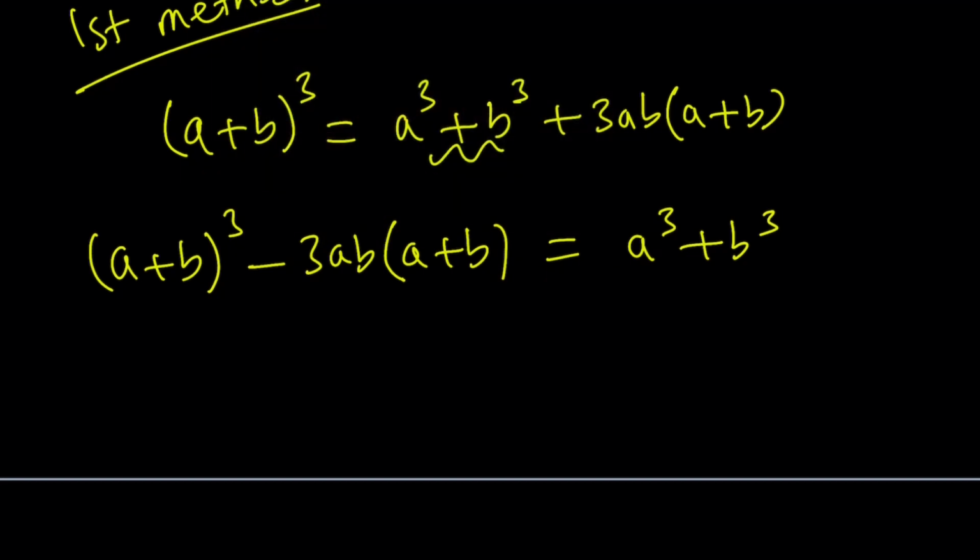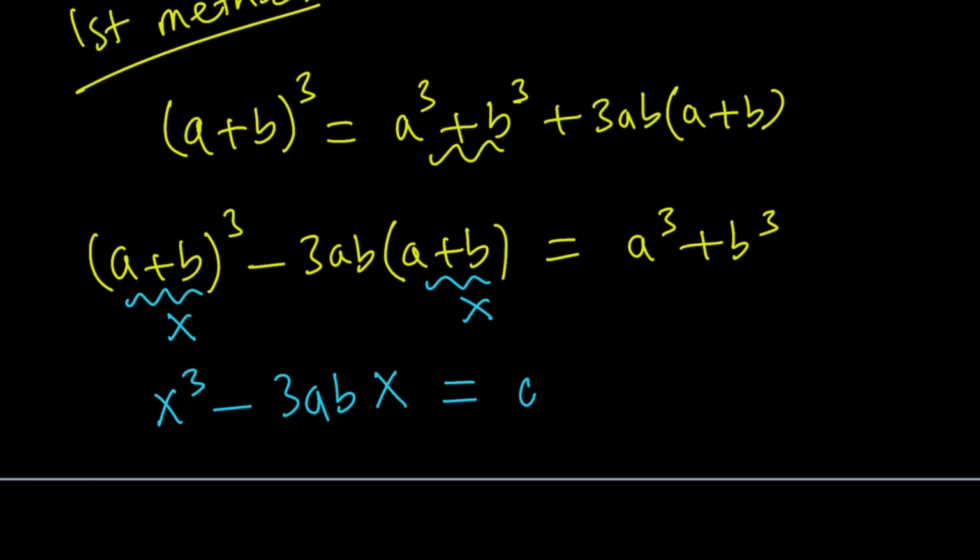Now I want to write it this way because I can make it look like a cubic equation, but of course it needs to be a reduced cubic, meaning that I should not have an x squared term. If you do have an x squared term, you can always get rid of it by using a linear substitution. So in this case, I want a plus b to be x. So my equation turns into something like this: x cubed minus 3ab times x equals a cubed plus b cubed.